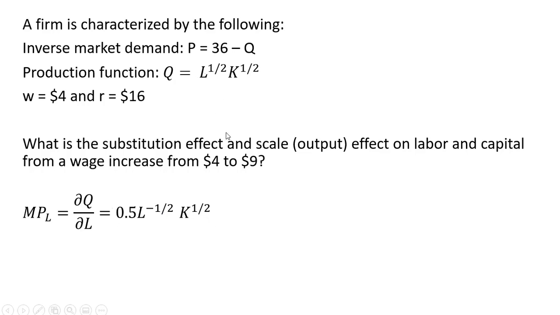This 1/2 comes down in front, and then we subtract 1 from this exponent on the L term, leaving us with this. We get the marginal product of capital, a very similar looking partial derivative. The 1/2 on the K comes down in front. We subtract 1 from the exponent on K, and we're left with the following.